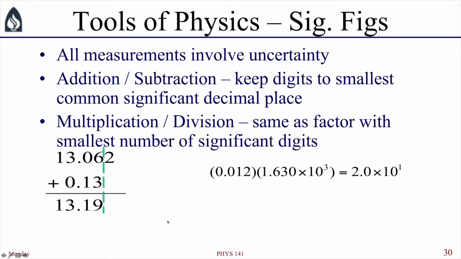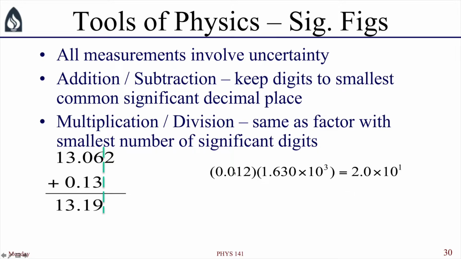On the other hand, if you are multiplying or dividing two numbers, then your answer should have the same number of significant digits as the smallest number of significant digits in any of the numbers that you're multiplying or dividing. So in this second example, we can see that we have this number, the 0.012, which has 2 significant digits, and this number, which has 4 significant digits. So our answer should have 2 significant digits.